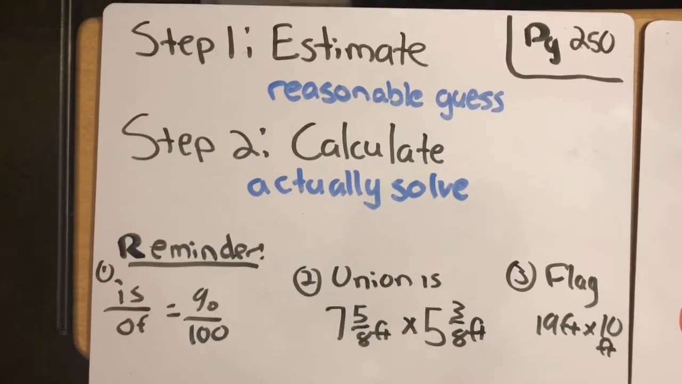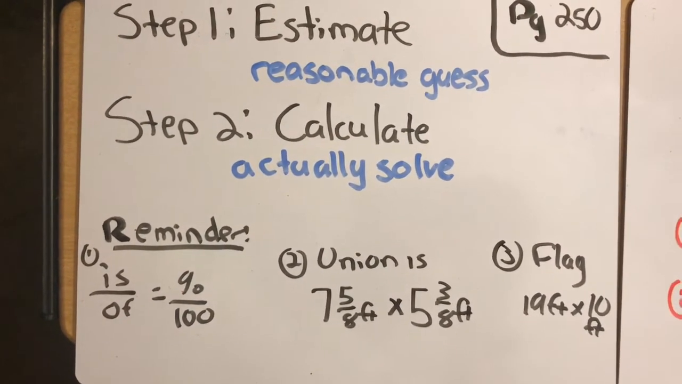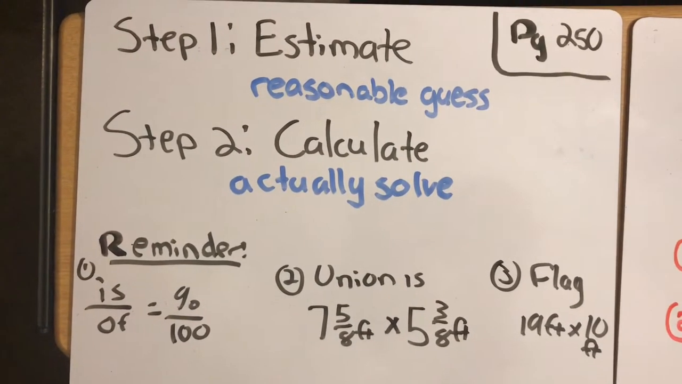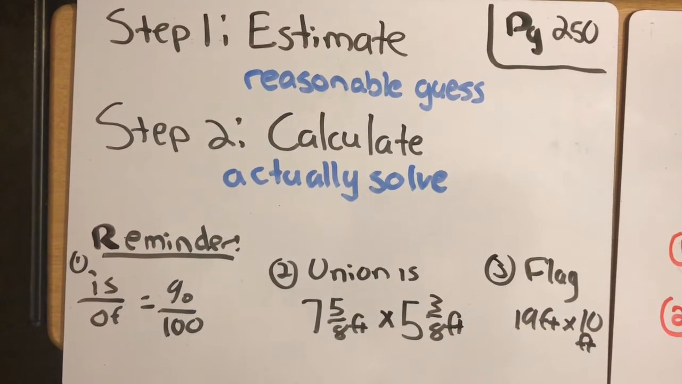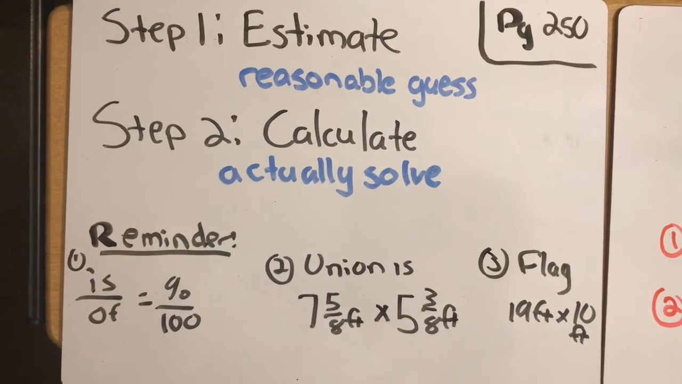1, remember to use is over of equals percent over 100. 2, the union, or the upper corner of the flag where the stars are, is 7 5/8 feet by 5 3/8 feet. And 3, the flag is 19 feet by 10 feet.